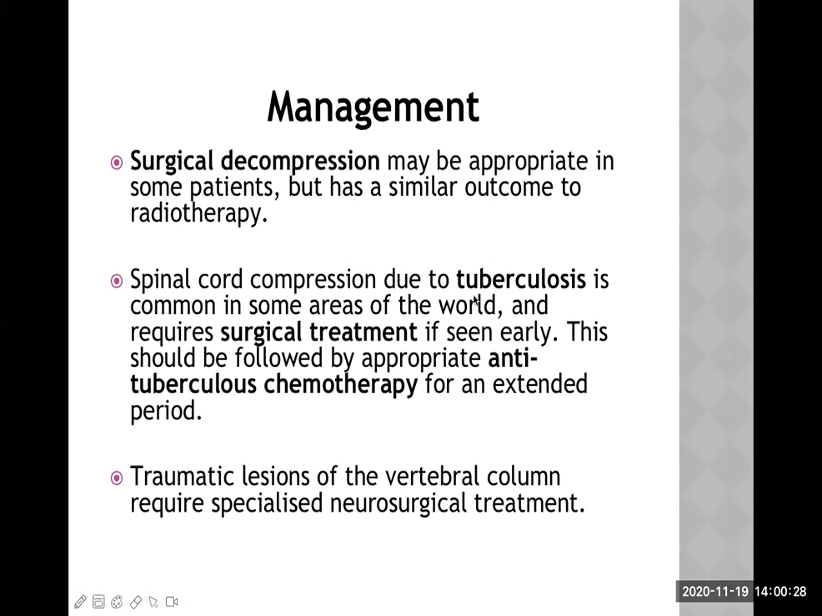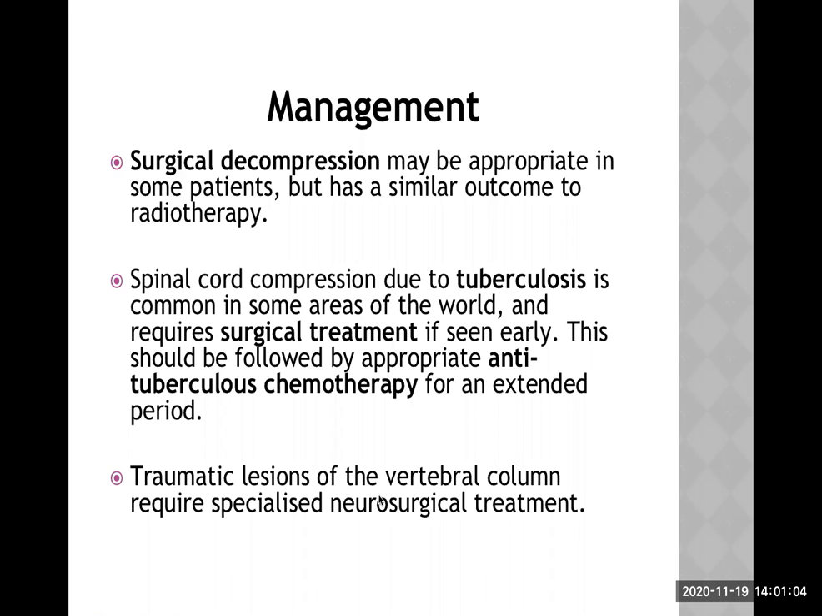Spinal cord compression due to tuberculosis is common, especially in the developing countries, and it also requires surgical treatment if seen early. This is also known as surgical decompression. If that cold abscess is giving pressure to the spinal cord, or if the kyphosis is stretching the cord unnecessarily, we have to go for surgical treatment, because once the cord is damaged, it is damaged permanently. It is always followed by anti-tubercular treatment.